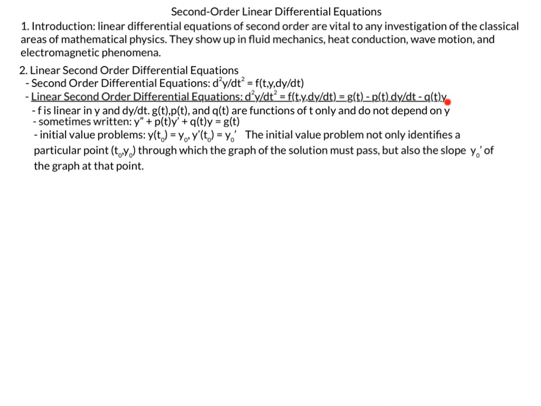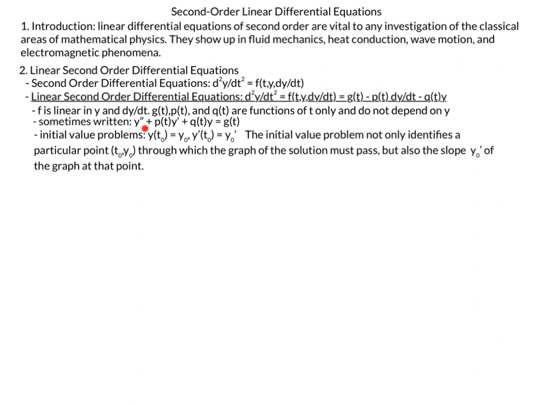So when these two variables, y and dy/dt, are linear, we consider the second-order differential equation to be linear. Sometimes we write this function as y'' + p(t)y' + q(t)y = g(t). And note, if you have some function of t in front of y'', you can just divide the whole equation by whatever is in front of it, and you get this form here.